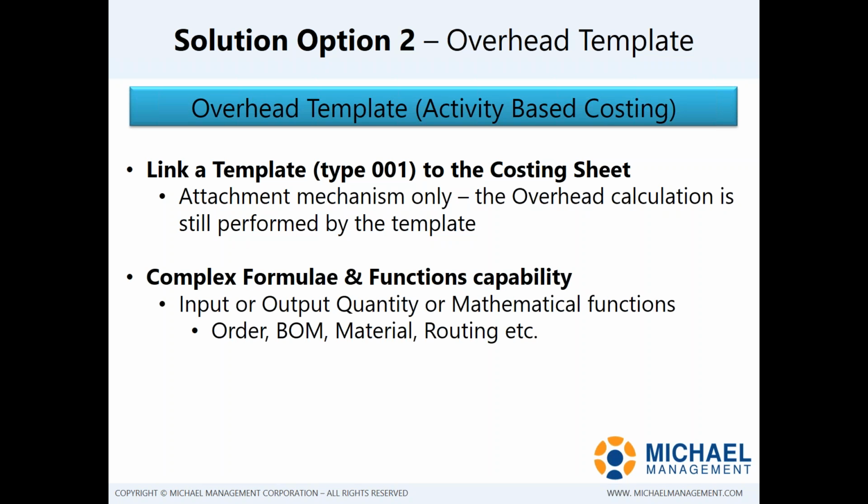The main advantage of this template, and we'll have a look at one just now, is that you can apply very complex formula and functions. You can use input or output quantities, and you can apply mathematical functions, and you can have different lookups to look at the order, the BOM, the material, the routing, etc. You can really look at different data points in the system to decide how you want to apply the overhead. So, as an example, you could say in your functional formula, I want you to look at the material master record, I want you to look at the material group, and if the material group is a certain value, then I want you to apply a certain rate or overhead.